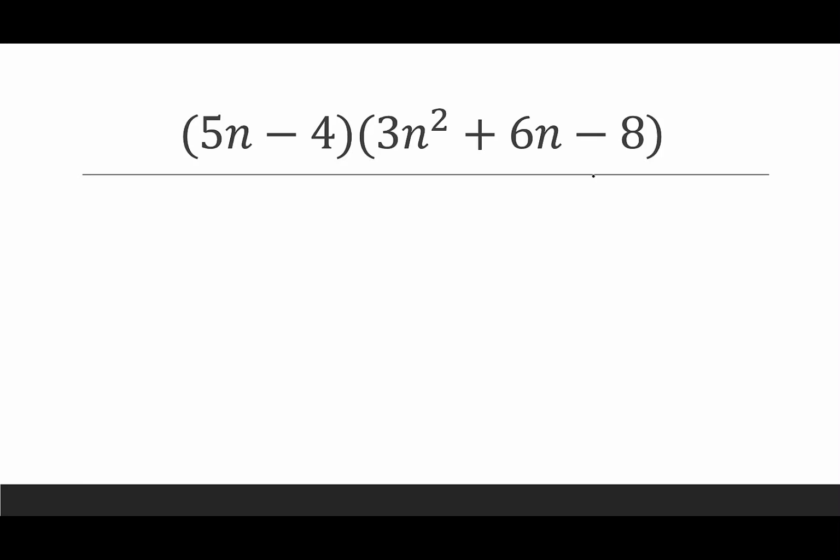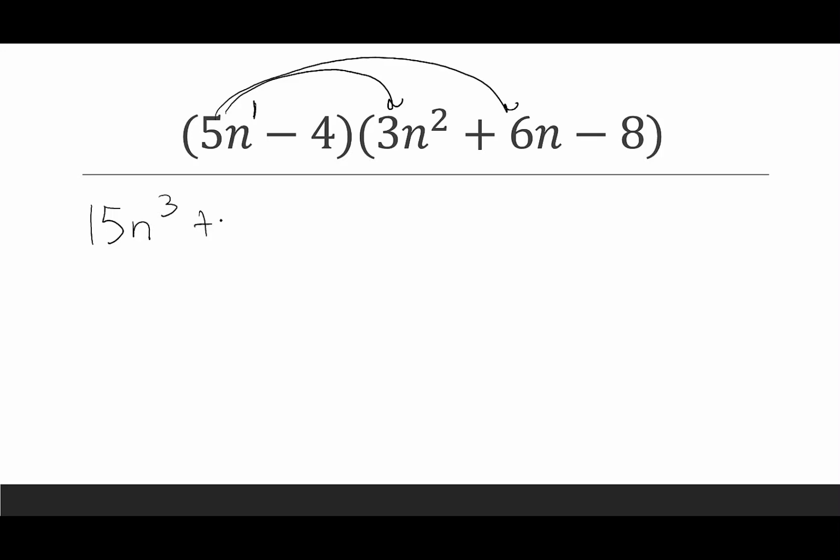So let's try a binomial times a trinomial. So my binomial is 5n minus 4, and I'm multiplying it by the trinomial 3n squared plus 6n minus 8. I take 5n times 3n squared. That gives me 15n cubed. Again, you can go in and put a 1 in for the exponent of n if it helps you in performing the product rule.